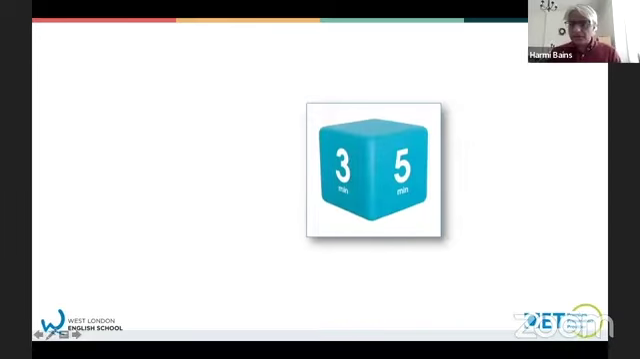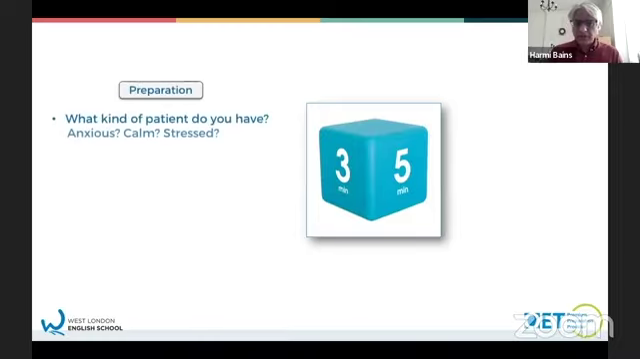Now, like I said, you've got 3 minutes to prepare, and it's really important you put the 3 minutes to good use. Think about what kind of patient you have. Every role play is different, just like the writing. Every writing task is different, and every speaking task is different as well. Try to work out the patient situation. Is it a serious situation? Is it critical? How is the patient? Is the patient anxious? Is the patient okay? Is the patient going to be difficult?